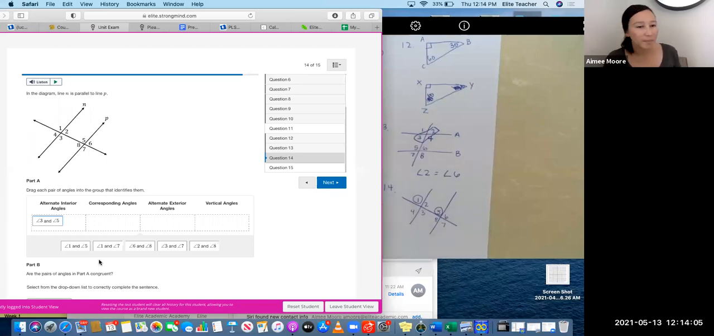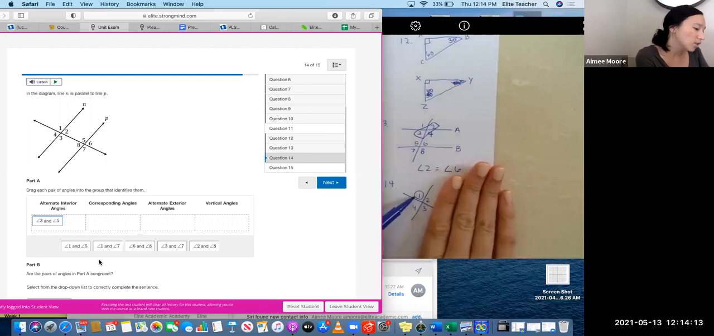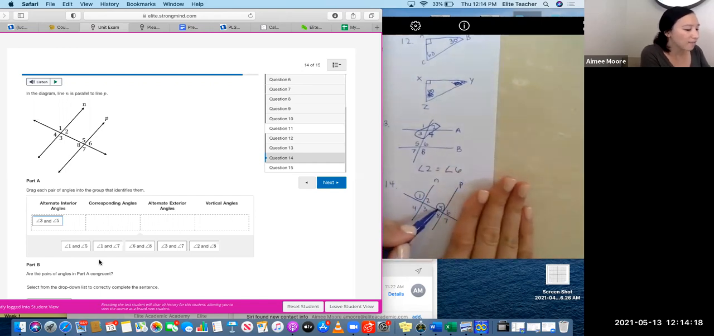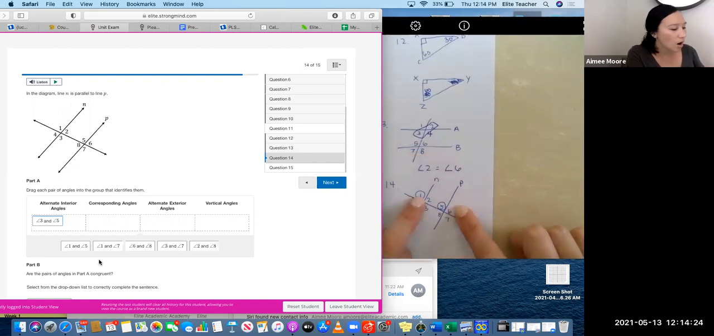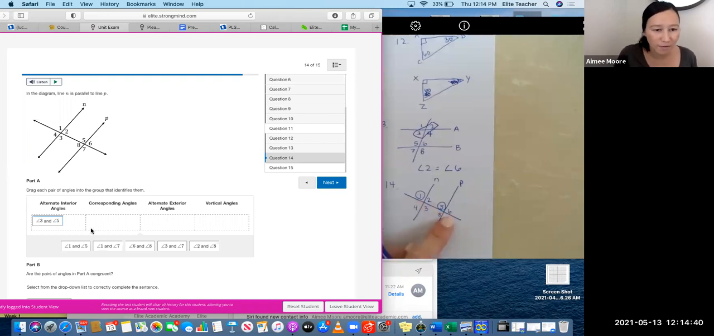So corresponding means if you look at them individually, it's the same angle on that line. See how this one is on the top right of line N. Angle 5 is the top right angle of line P. So those are corresponding angles. This angle corresponds to this. It's the same angle, just on a different line. So 1 and 5 are corresponding angles.